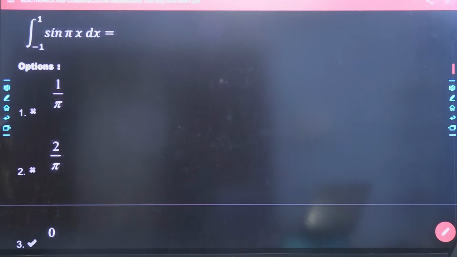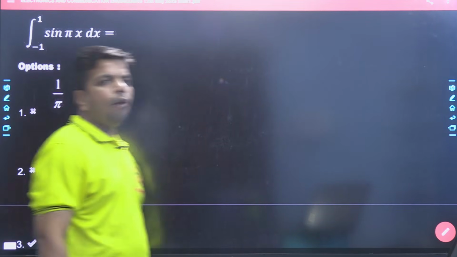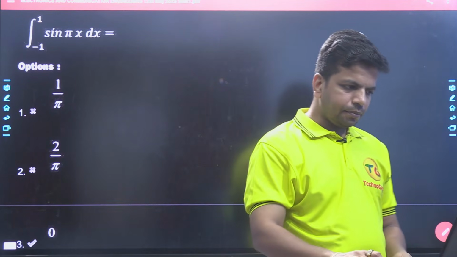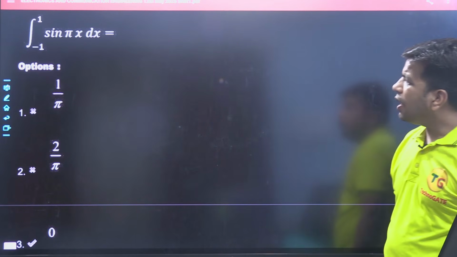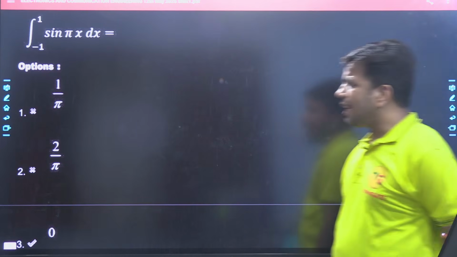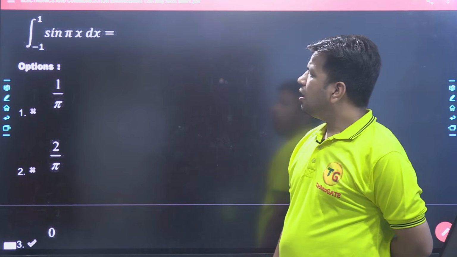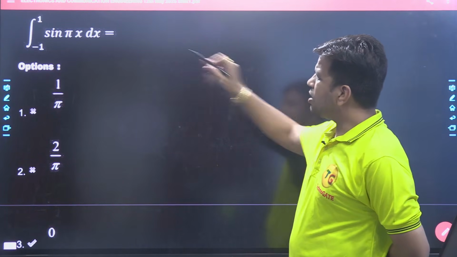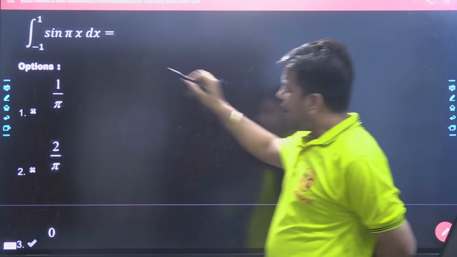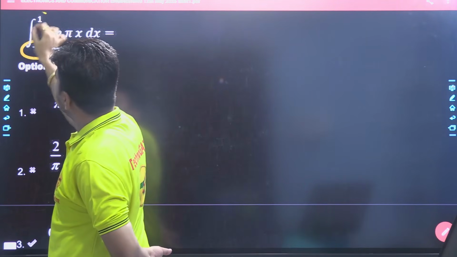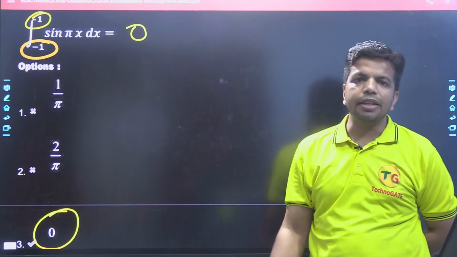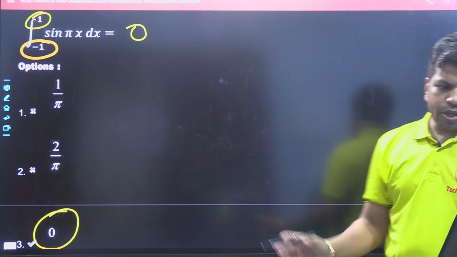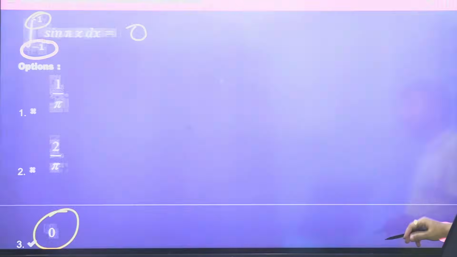Okay. Now integration from minus 1 to 1 of sin(πx) dx. Can we say that if you are taking the integral of this function over the interval from minus a to a, your result becomes what? 0. You can go with answer 3 directly. Got it? So you can go with answer 3 directly.